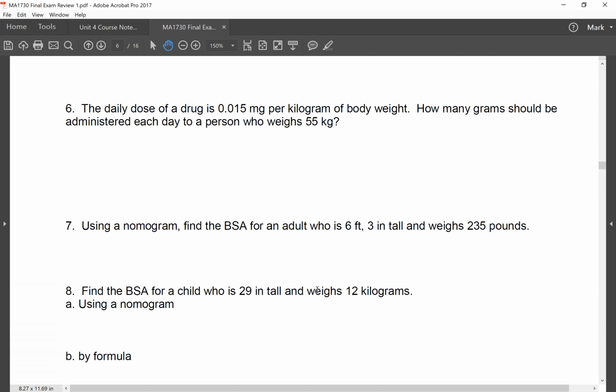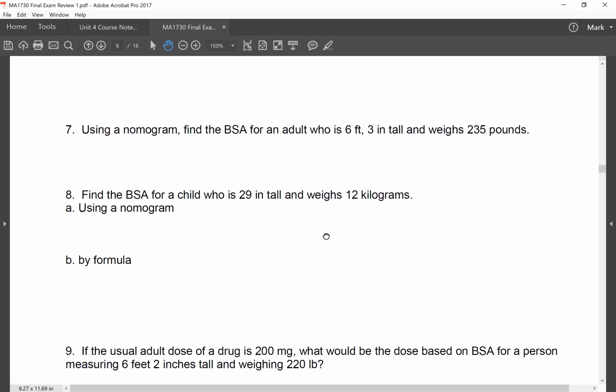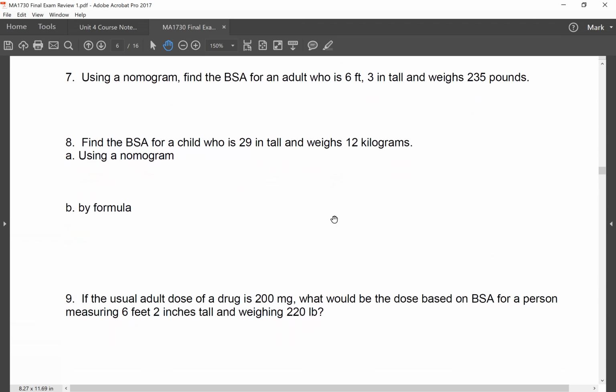Let's see here. I want to do a body surface area one. Yeah, here we go. So let's look at number 7. Well, we can look at 7 and 8. One thing I'll mention, guys, you are not expected to do this by formula on your final. You will be given the nomogram, so you can do this on your final exam using the nomogram. You don't need to ever use the formula if you don't want to. So let me just open that up for you.